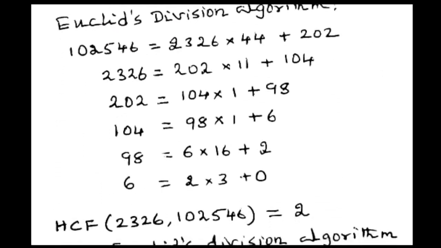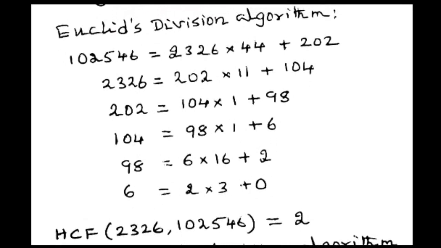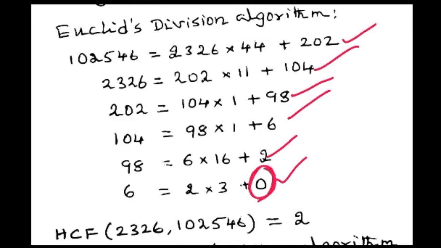Now, we note down the division algorithm obtained in the previous cases. So, when remainder is equal to 0, the divisor will be the HCF of the two given numbers. Therefore, HCF of the two given numbers is equal to 2. This is how we find HCF of the two given numbers using Euclid's division algorithm.